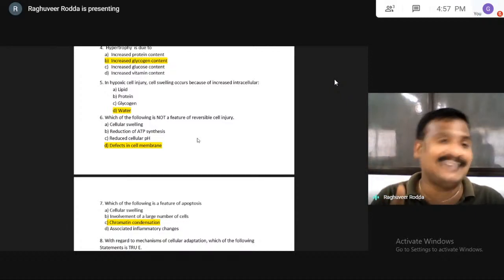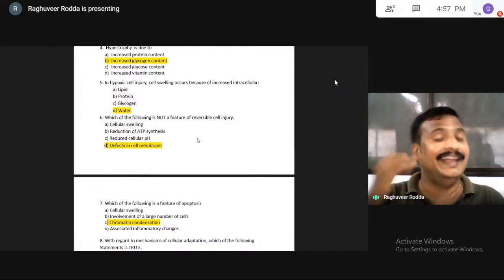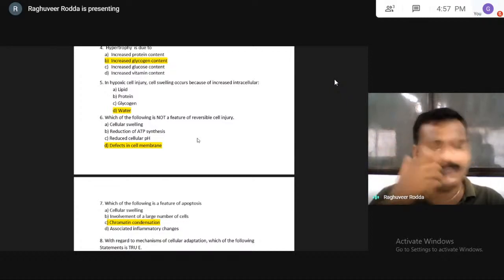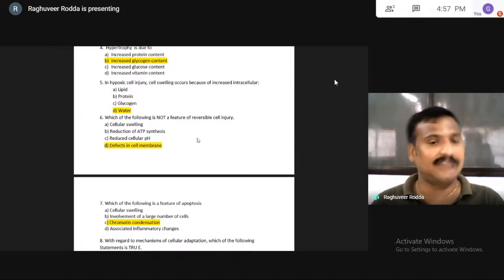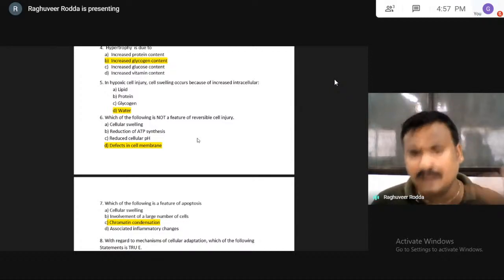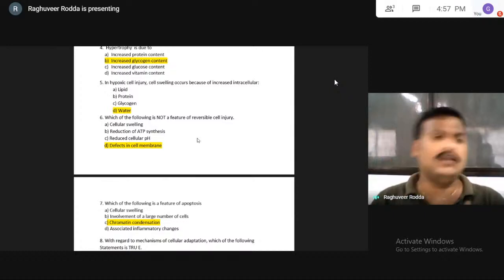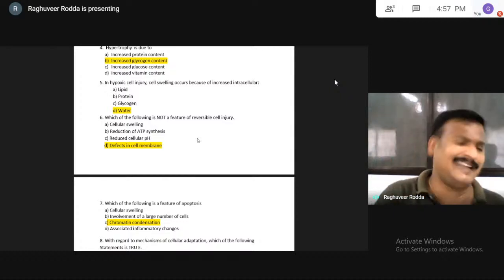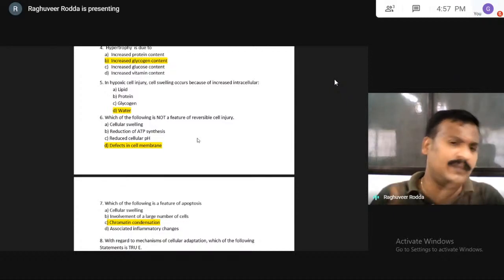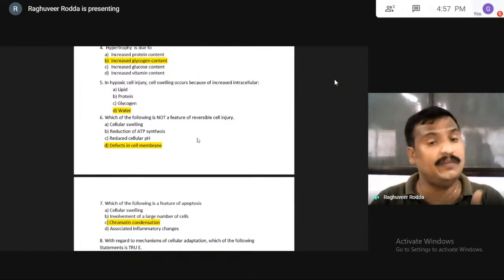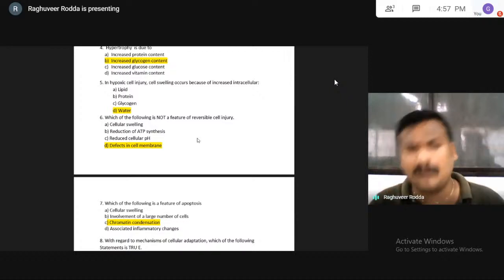acid. And that lactic acid is responsible for the reduced pH, the acidic pH, in cell injury. Reduced pH means towards acidic conditions, so when pH is reduced it goes below 7.4, below 7, like 6.5. So the lactic acid accumulation will reduce the pH, and pH will be maintained on the acidic side. So these are all the normal causes.